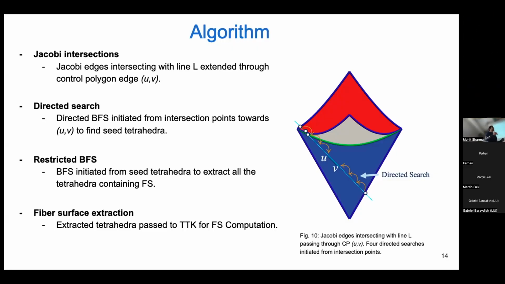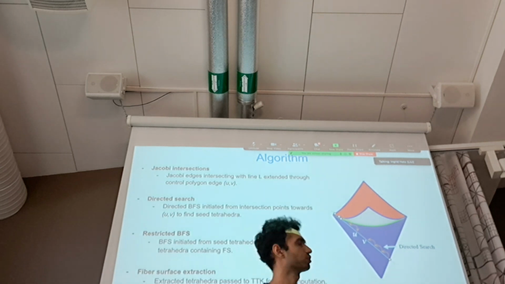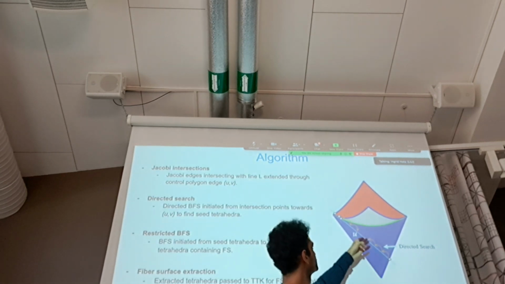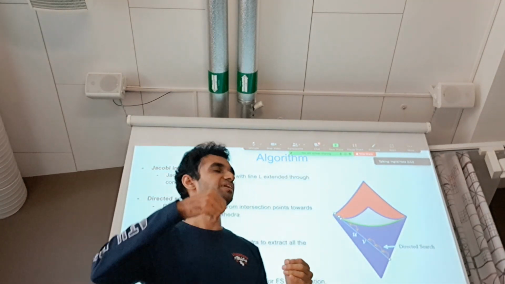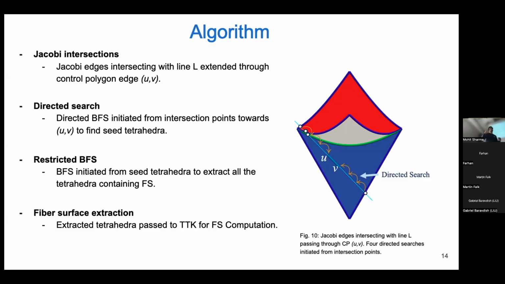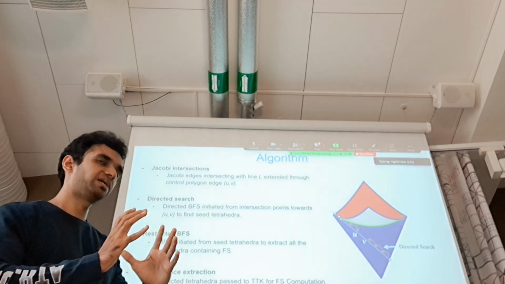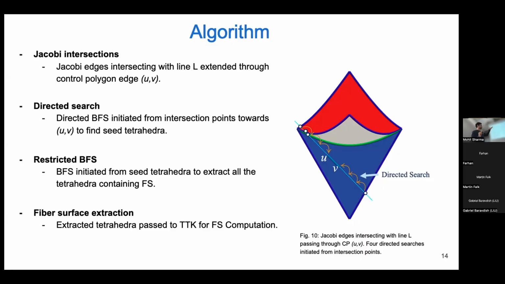The first challenge was to identify the required Jacobi edges, which will help me reach the fiber surface faster. This UV is the control polygon. In order to find the interesting Jacobi edges, I extended a line through this control polygon edge and found all the Jacobi edges which are intersected by this particular line. This line will actually give me more Jacobi edges than exactly required, but it will definitely give me the Jacobi edges which are exactly required, with some extra information. So the first step in our method is just this: find all the necessary Jacobi edges.